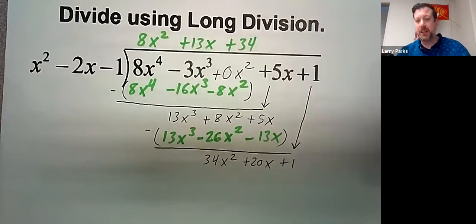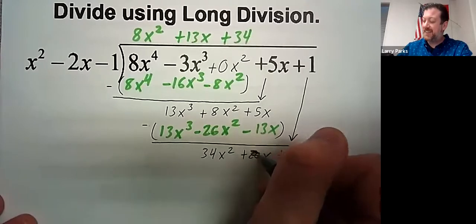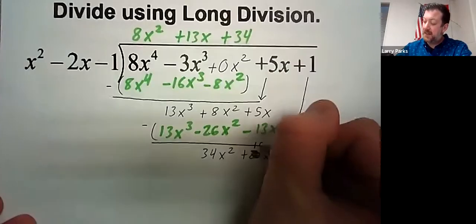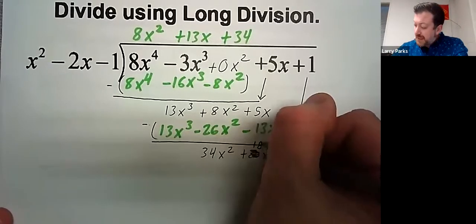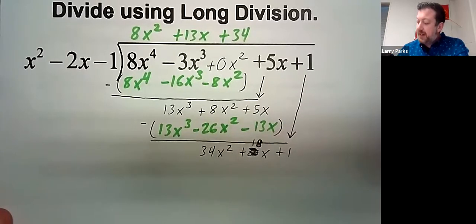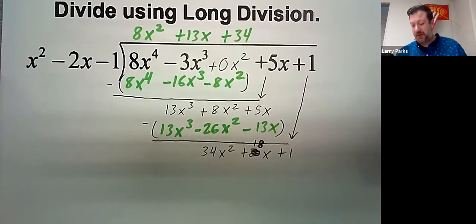Uh-oh, got a chat. Did I mess up? Would 5 plus 13 be 18? Absolutely. That's why I love having you guys on here. 5 plus 13 is 18. Thank you. So that's an 18, kind of hard to see. All right, at least I know some of you are paying attention. So where was it? Oh, this was going to be 34.